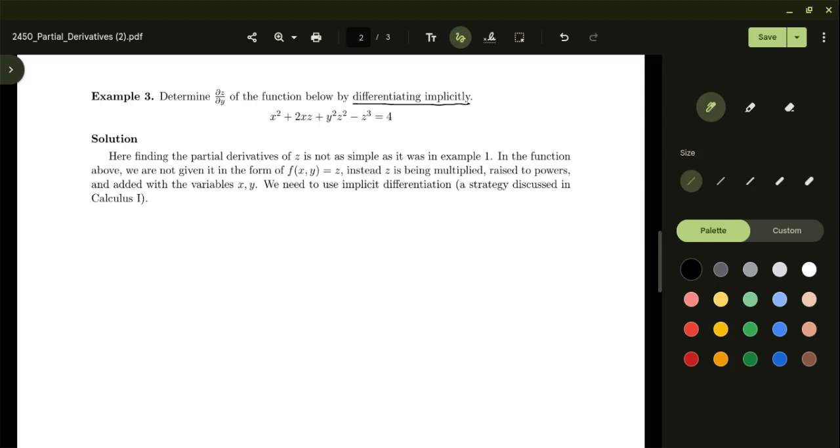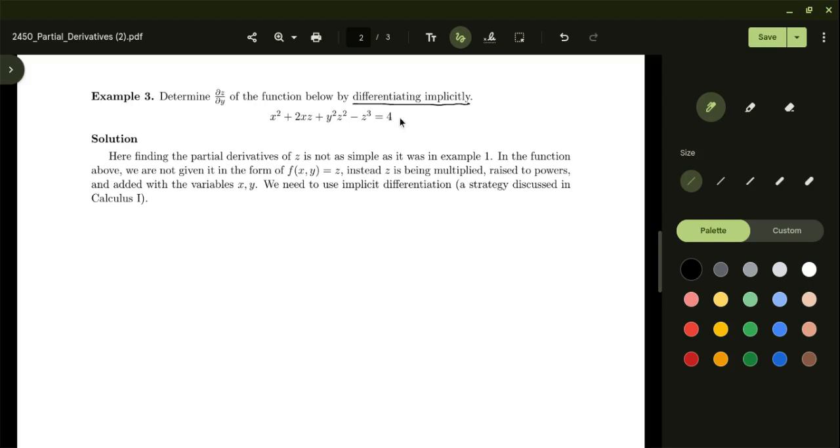One thing that tells me that I'm going to need implicit differentiation is the use of z in our equation. Now we no longer just have x and y, z is in there as well. And so it's being multiplied, it's being raised to powers, and it's being added with the variables x and y.